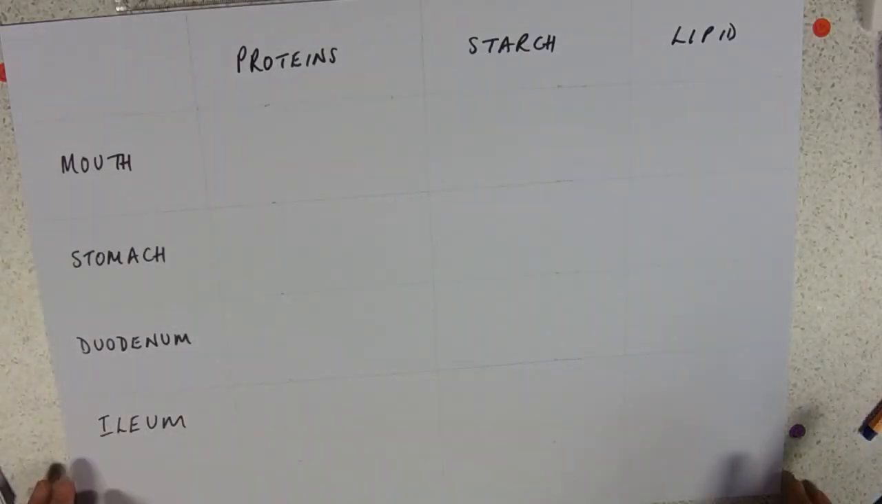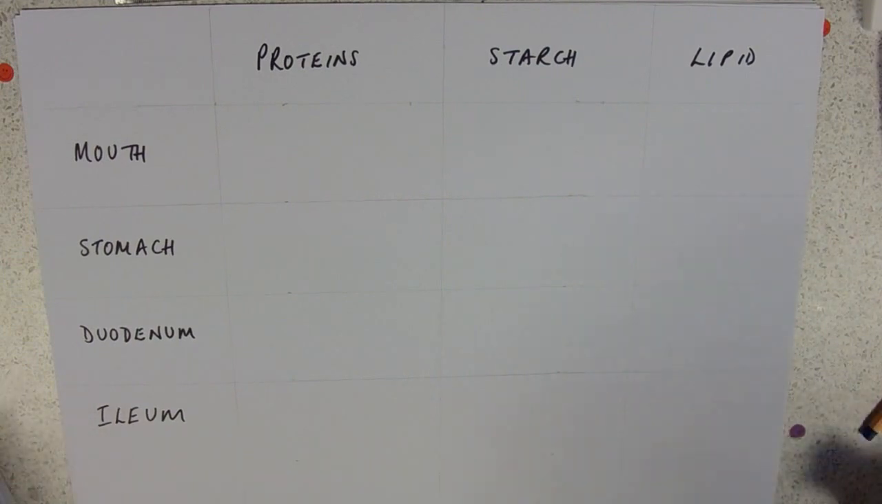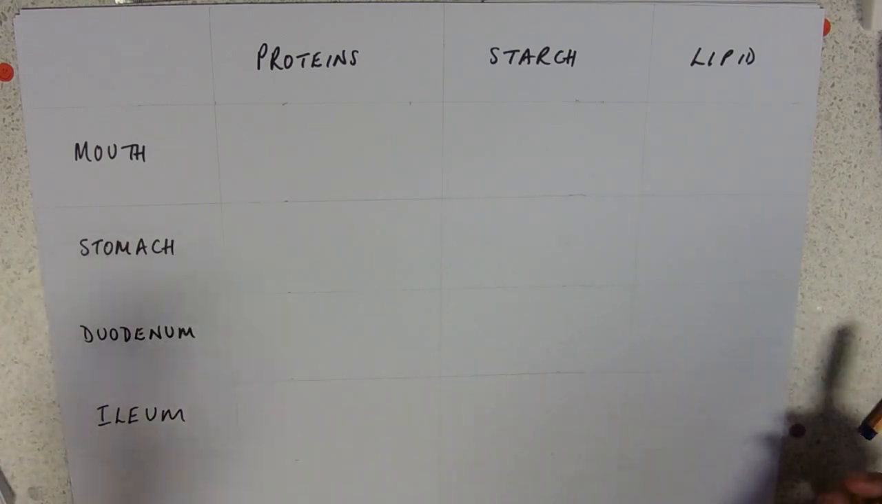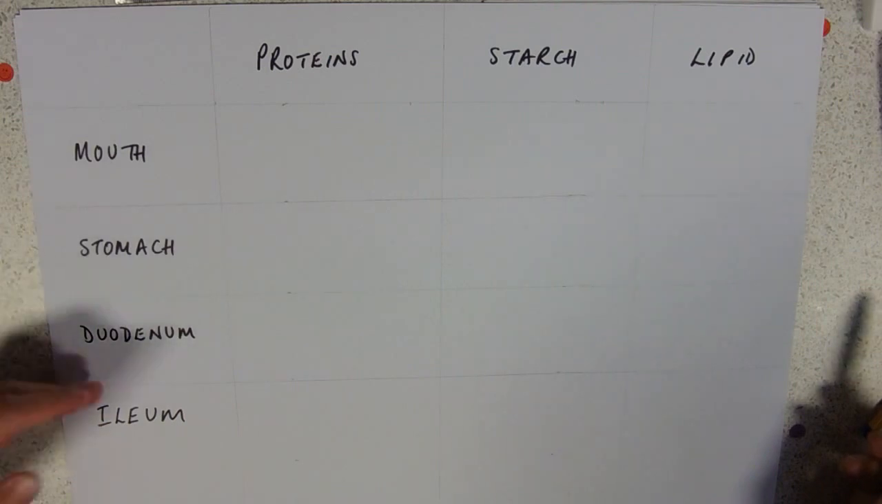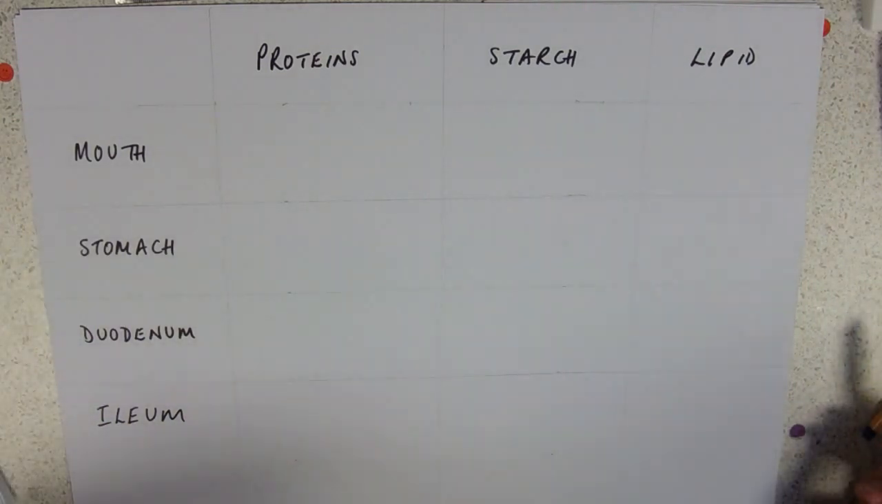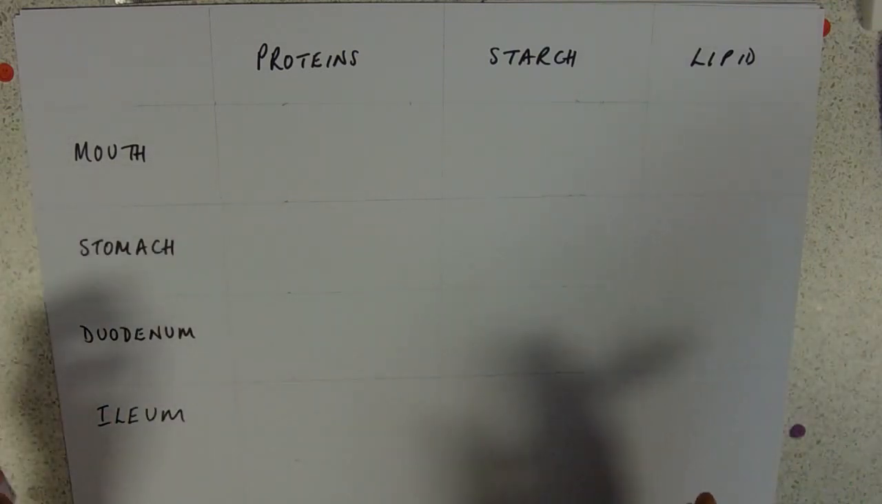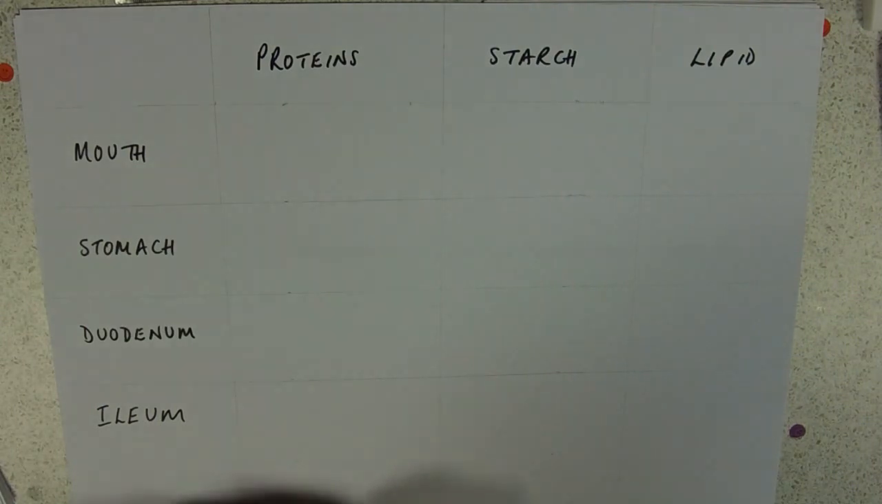So I'm just going to go through how stuff is digested in all the different parts of the digestive system, starting at the mouth, going down to the stomach, going down to the duodenum, going down to the ileum, so that if you've not been following, because it's quite hard if you've had a video on the stomach, then on the duodenum, then on the ileum, to work out what's going on.